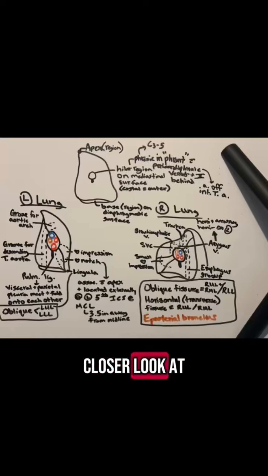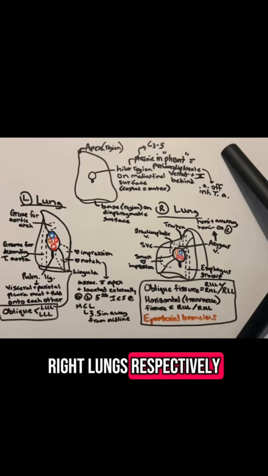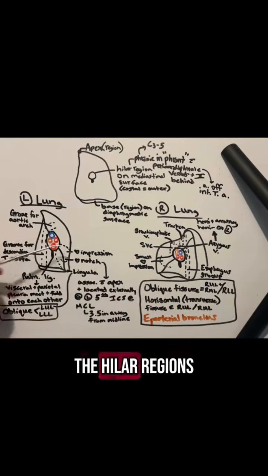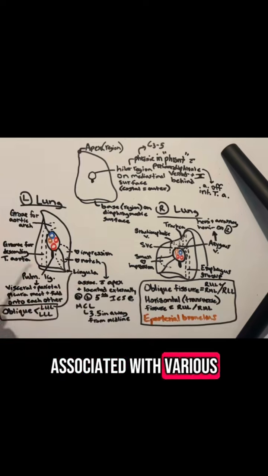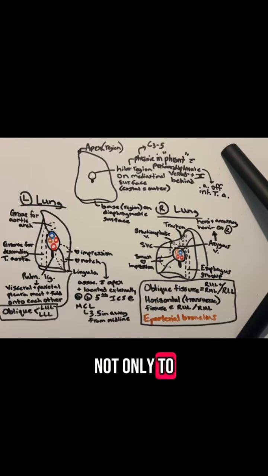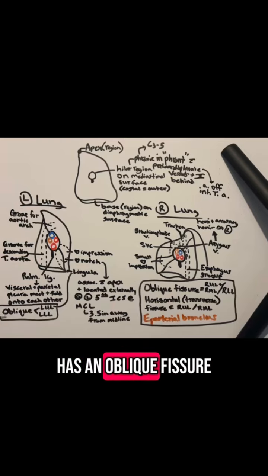Now, taking a closer look at the left and right lungs respectively, we're going to be looking at their mediastinal surfaces, also known as the hilar regions. The reason we're going to do this is because each lung is associated with various different grooves and structures, and that's what we're going to go over, not only to see the similarities between the left and right lung, but to see the differences.